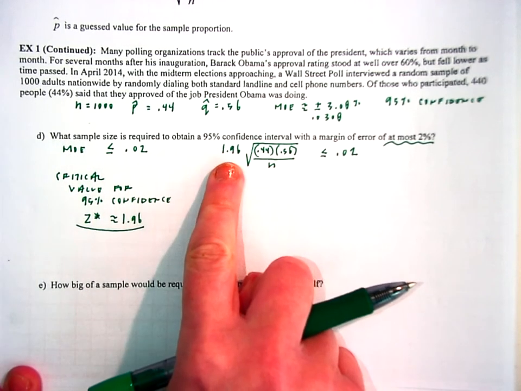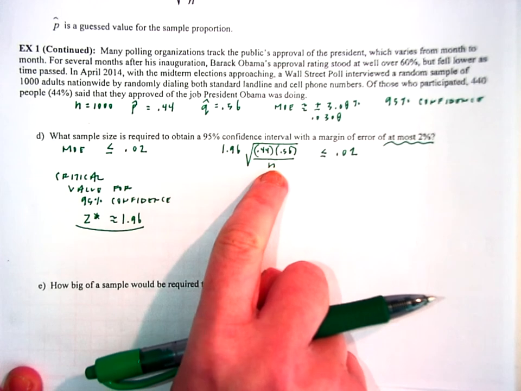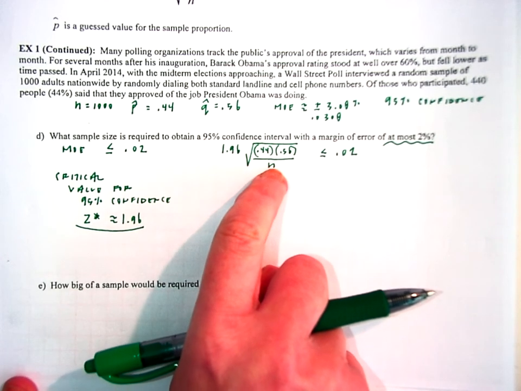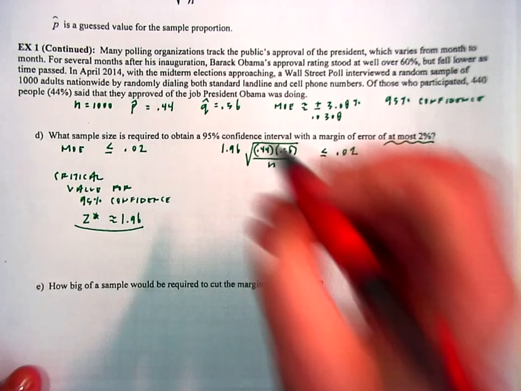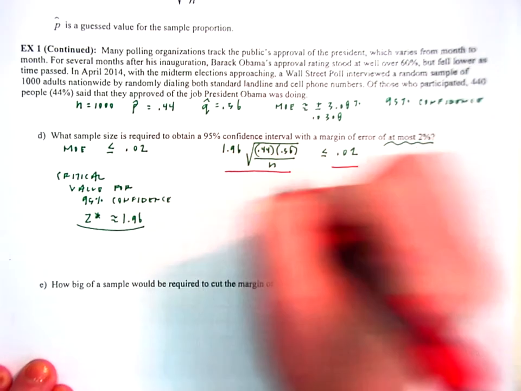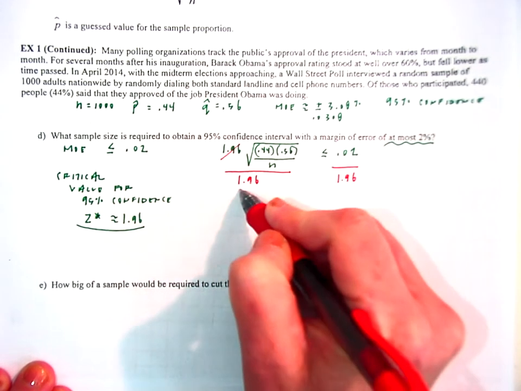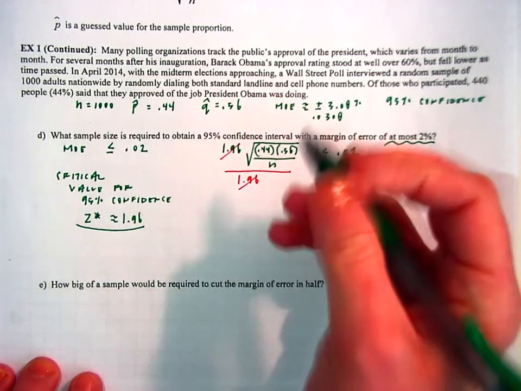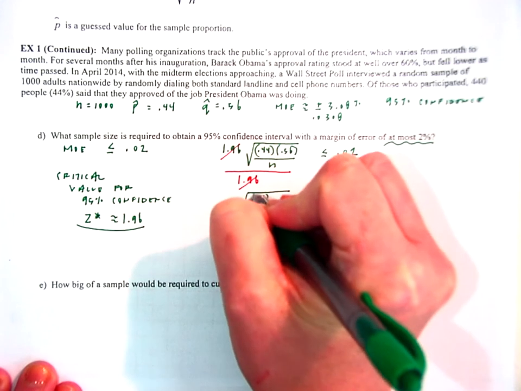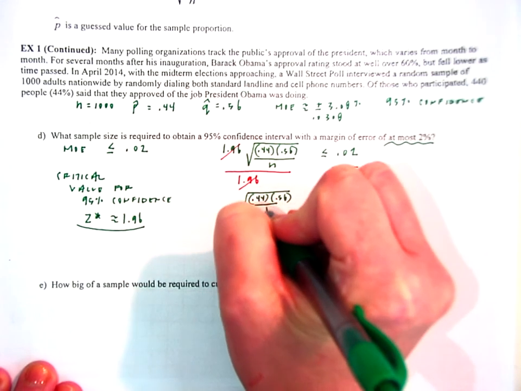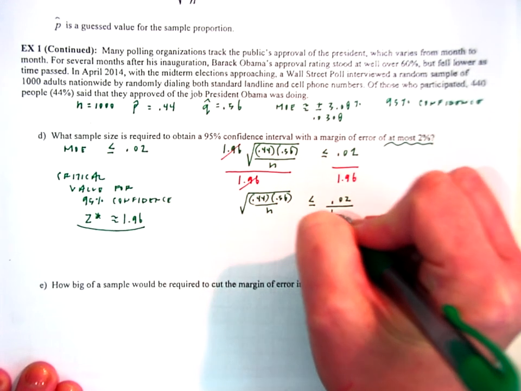I know my critical value, right? It's a multiplier on my standard error. I know everything except for n, my sample size. That's what I'm trying to solve for. So now it's just an algebra problem, right? I want to get the n by itself. So I would start by dividing away the 1.96. Okay, so now my next step, I have the square root of 0.44 times 0.56 divided by n, and that's going to be less than or equal to, I'm just going to leave it as 0.02 over 1.96.